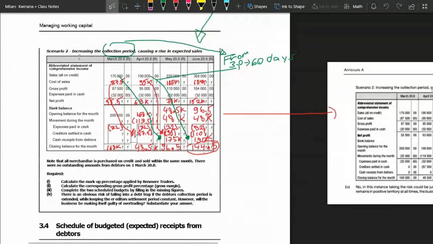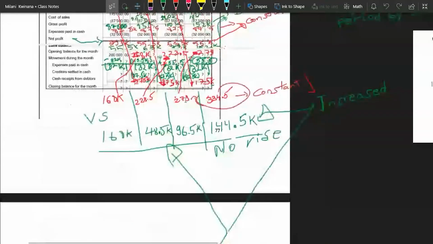Remember, this is scenario number 2, right? Whatever we sold in March, we're moving from 30 days, look there at the arrows, from 30 days to 60 days. That's scenario number 2. Scenario number 1 is only 30 days. Scenario number 2 is 60 days. Look at the arrows that I'm providing you.